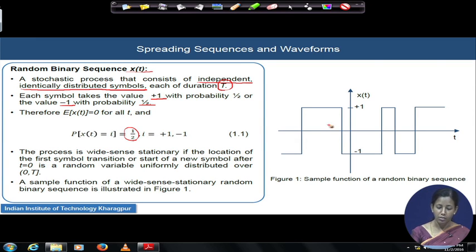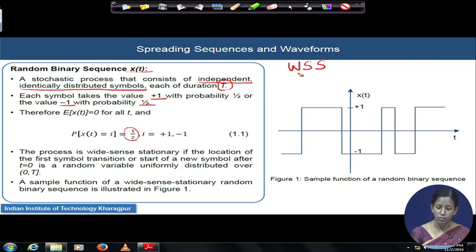The process can be a wide sense stationary process. In communication systems, mostly we are interested in the wide sense stationarity of any process, so we would like to know what it means and under what condition we can declare a stochastic process to be wide sense stationary. We write the wide sense stationary process as WSS process.